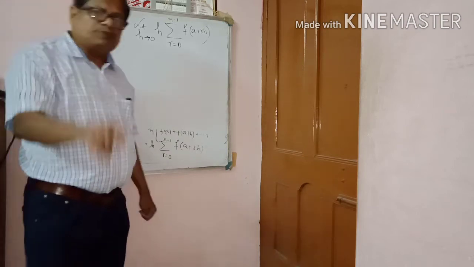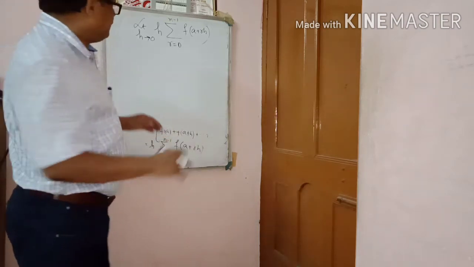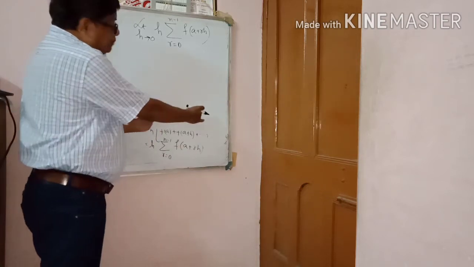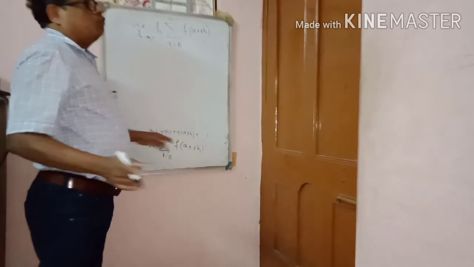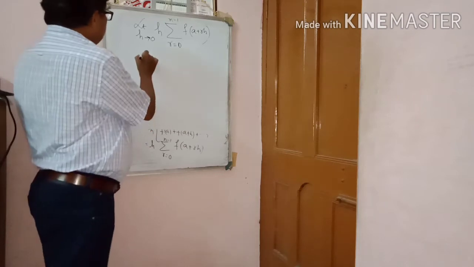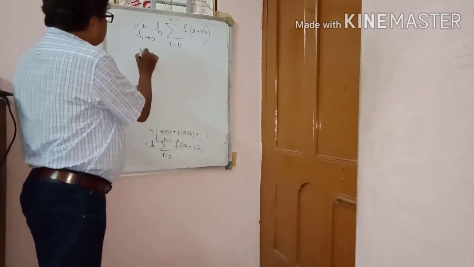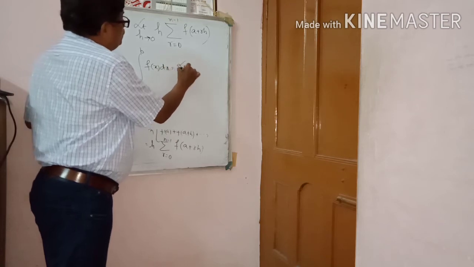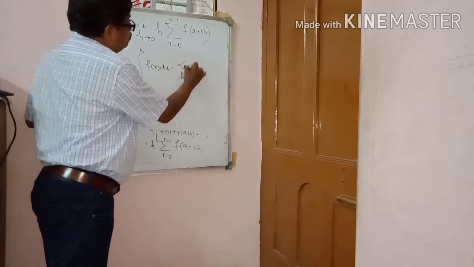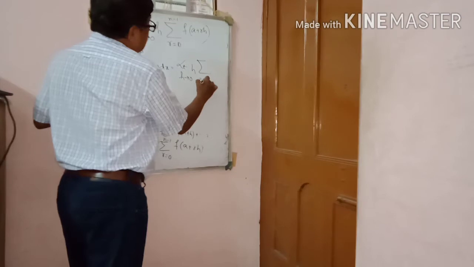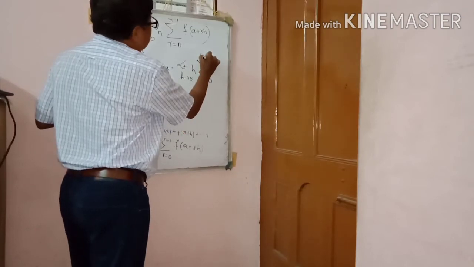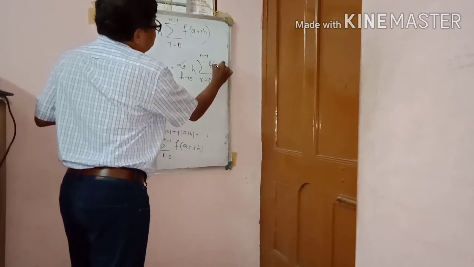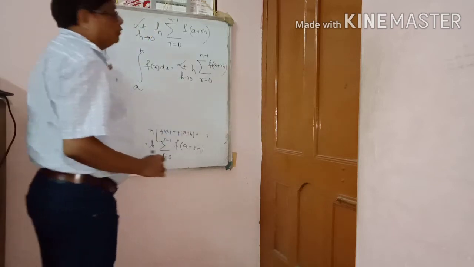It is denoted by the symbol integration a to b. First a and b are given, the function is given now, where I draw the figure. So integral from a to b of f of x dx equals the limit as h tends to 0 of h summation r equal to 0 to n minus 1 f of a plus r h.